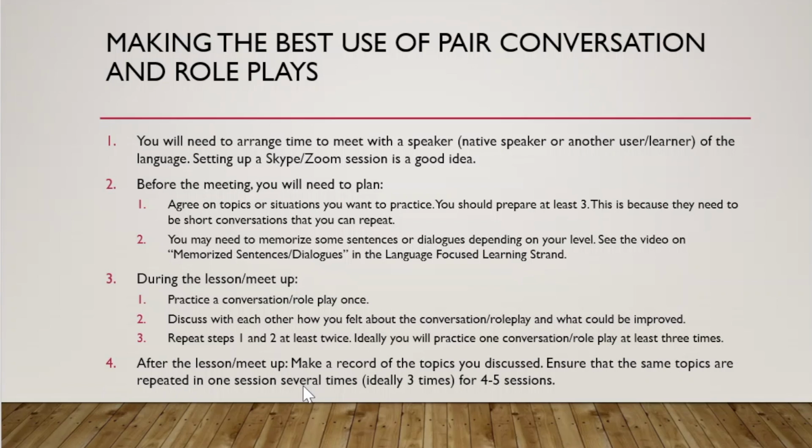Now step 4 here, you need to make a record of this first instance of doing the dialogue. If you do it just once, there's a good chance you're going to lose a lot of what you've gained in that one session. So you're going to need to keep track of how many times you do that. So in another session, you repeat the conversation 2 or 3 times. The next session 2 or 3 times. So after 4 or 5 sessions, you should be very automatic with and familiar with the language that's in the pair conversation role plays for a given topic or situation.